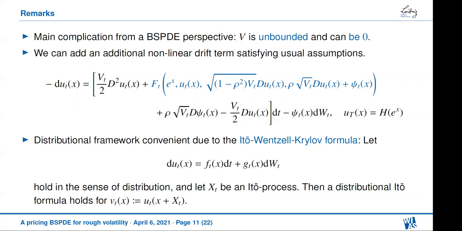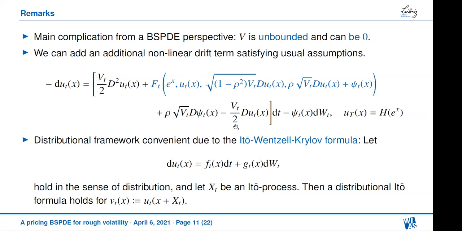Okay. And regarding the proof, there are basically two main tools that we use. The one tool is the Itō-Wentzell-Krylov formula. So what is this formula about? It's a very general type of Itō formula where you're given, on the one hand, an Itō process X_t. On the other hand, you are given a random field U, which satisfies a kind of weak Itō dynamic in the sense of distributions. And then you consider another random field, which is defined by plugging in the capital X_t in the argument of u_t. So u_t of x plus X_t, this is your new v_t of x. And what the Itō-Wentzell-Krylov formula gives you is a distributional dynamic of that type for the new field v.